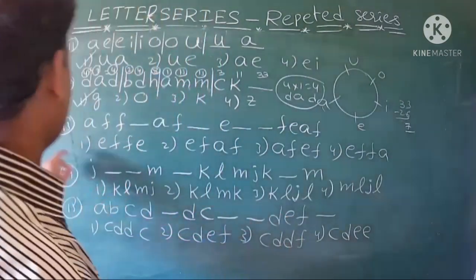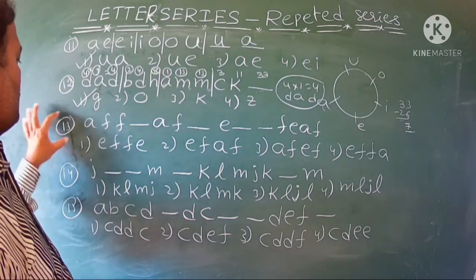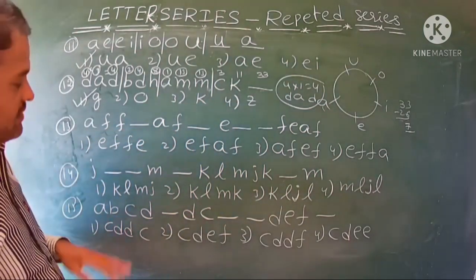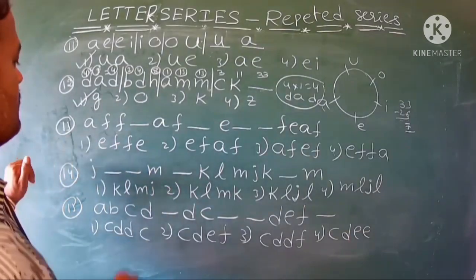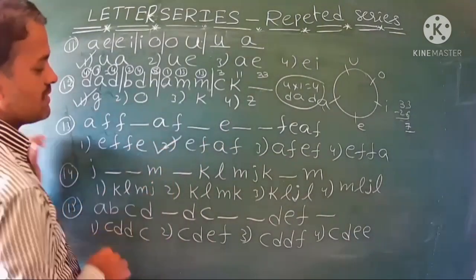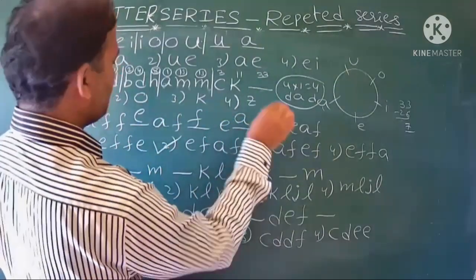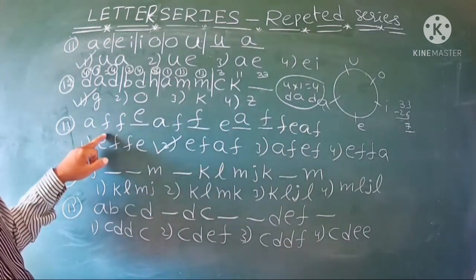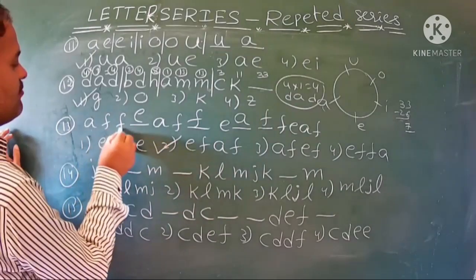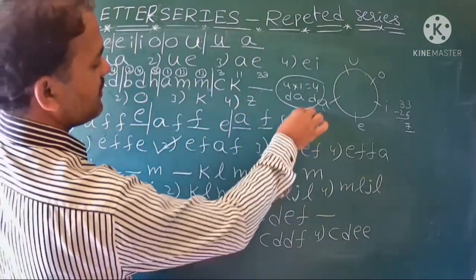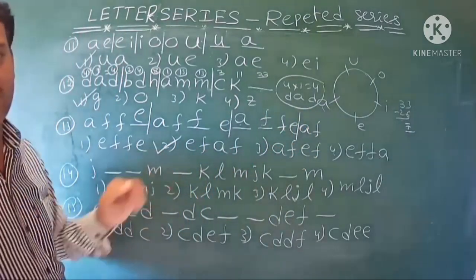Next, similarly, the 13th one, AF dash. So which is the suitable option? First of all, we need to substitute the second option. So EF, AF will be. Now observe here, what is the relation? AF, FE. We segregate 4 letters. AF, FE. So like that. So the suitable option is 2.